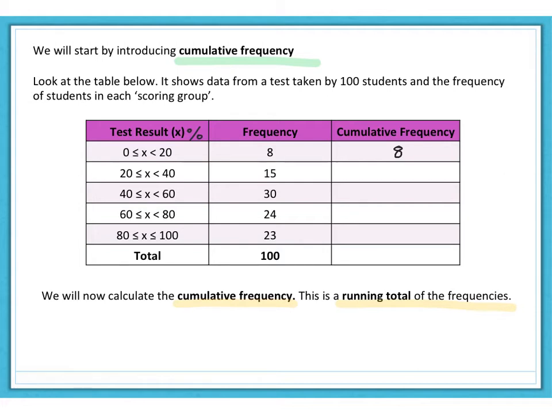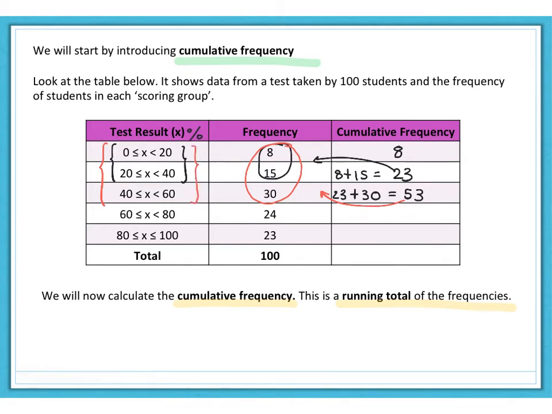The second cumulative frequency is 8 plus 15, which is 23. Now, this 23 represents all of these students, so it represents everybody who scored between 0 and 40%. The next cumulative frequency is 23, the previous cumulative frequency, plus 30, which comes to 53. And this 53 represents the total of these 3 frequencies, i.e. it's everybody who scored anywhere between 0 and 60%.